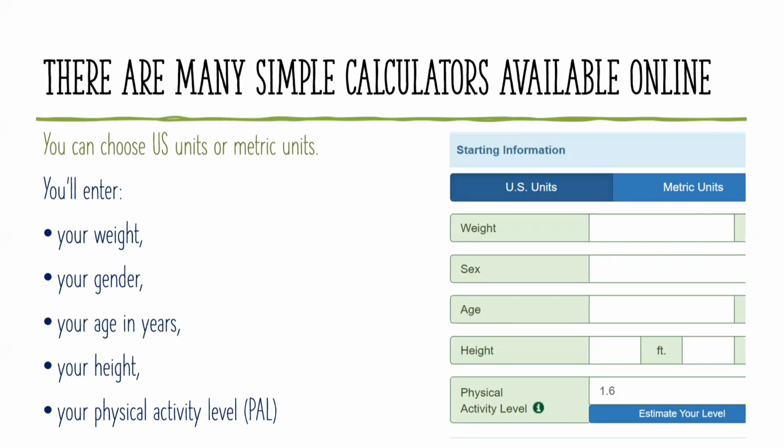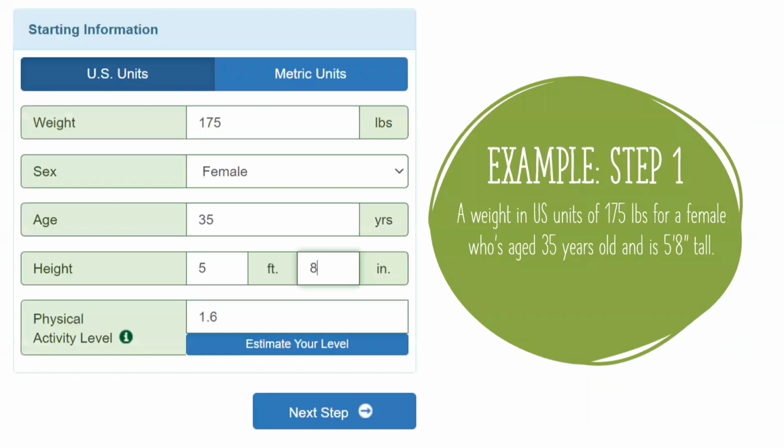We will be using the body weight planner provided by the USDA. You can choose US units or metric units. You will enter your weight, your gender, your age in years, your height using either US units or metric, and then your physical activity level. Let's look at this example. Step 1. A weight in US units of 170 pounds for a female who's aged 35 years old and is 5 feet 8 inches tall.